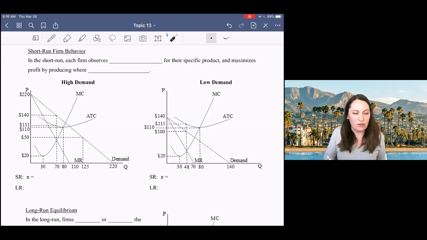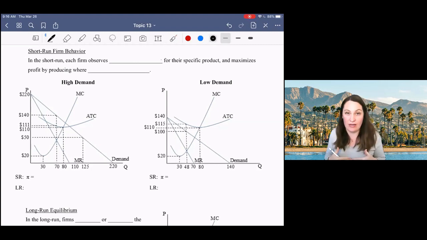So the only real difference between this and the monopoly graph we were looking at is that we've also included our average total cost curve on the graph. And the reason is because it makes it really easy to see, just looking at the graph, what profits are going to look like. And it makes the profit calculation a little bit easier. Okay, so let's dive in here.